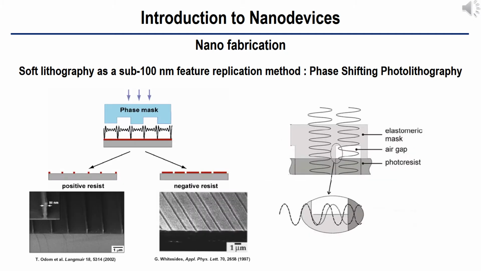Using wave physics, with the mold acting as a phase mask, it is possible to control the interference pattern beneath the mold to pattern the underlying layer. This method is called phase shifting photolithography.